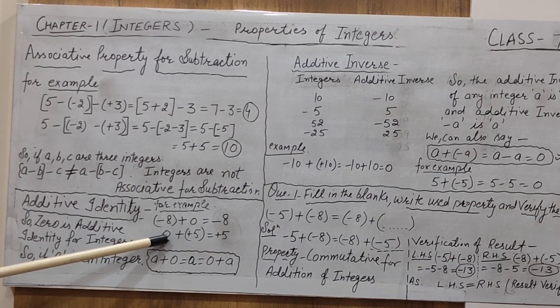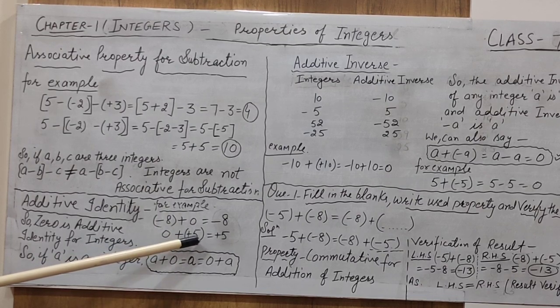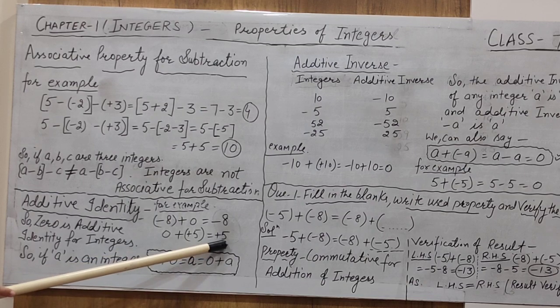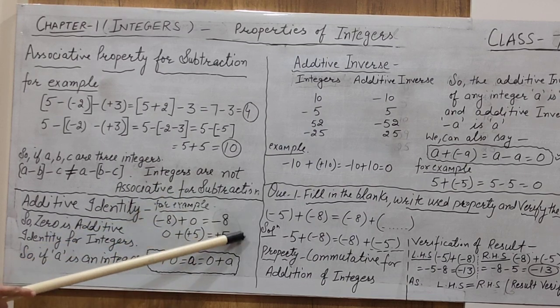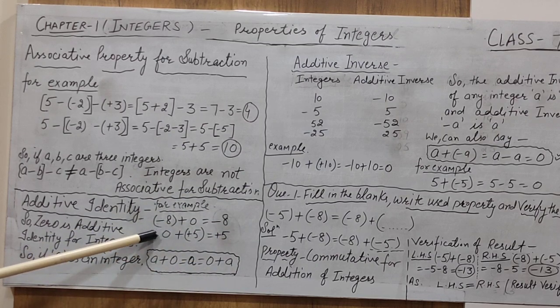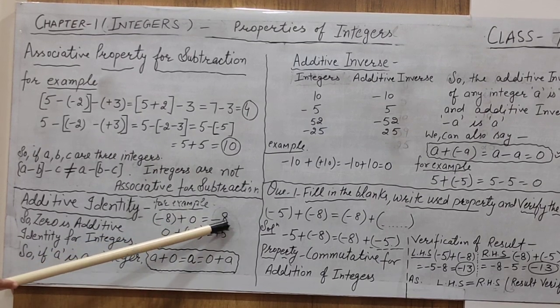When 0 is at the first place and +5, that is a positive integer, at the second place, and we have to add them. What is the result again? 5. So additive identity is what? What is the number which maintains the identity of all the integers? -8 is an integer. Now when 0 is added, same results.